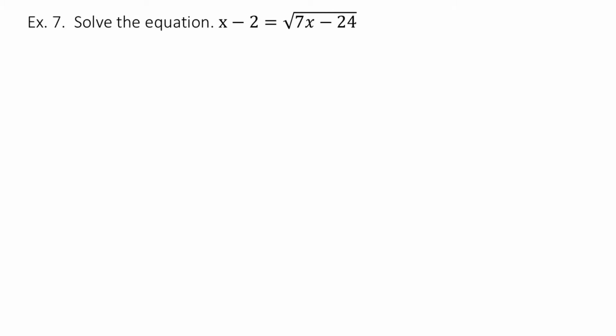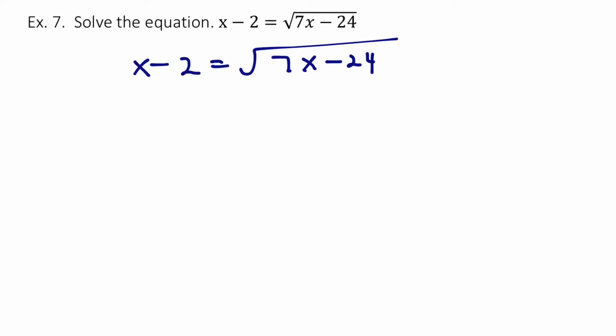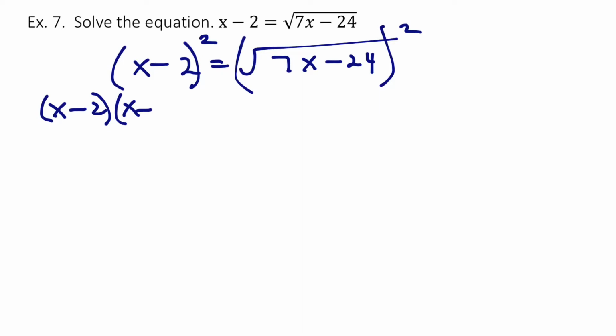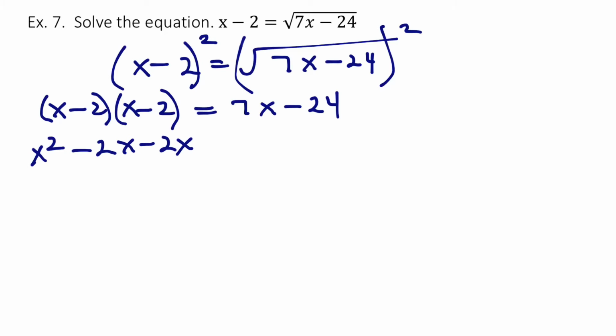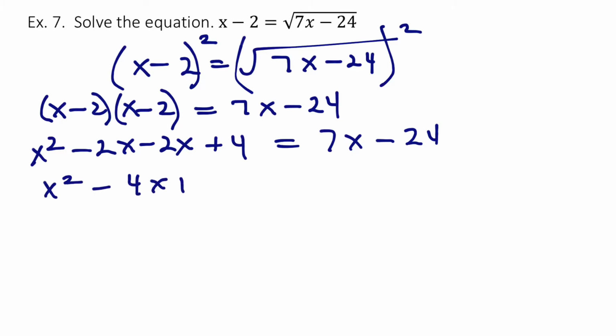Okay, so we've got x minus 2 is equal to the square root of 7x minus 24. So I need to lift off the radical by squaring both sides. So on the left I have x minus 2 squared, which is x minus 2 times x minus 2. On the right I have 7x minus 24. So this is x squared minus 2x plus 4. This is 7x minus 24. x squared minus 4x plus 4 is equal to 7x minus 24.